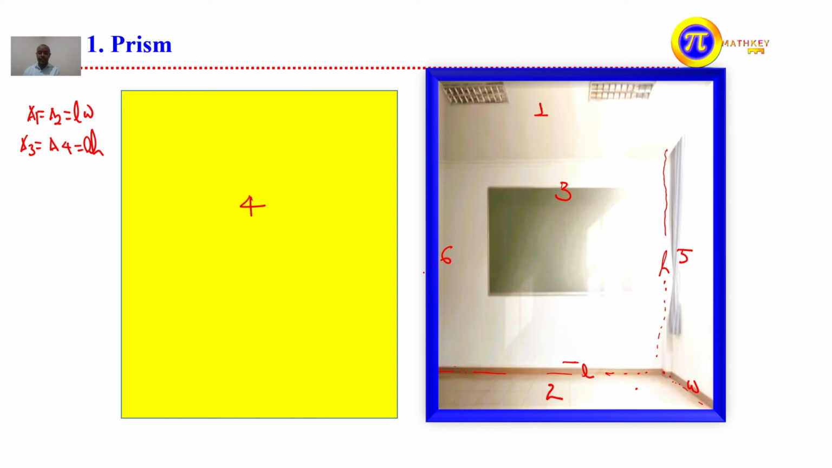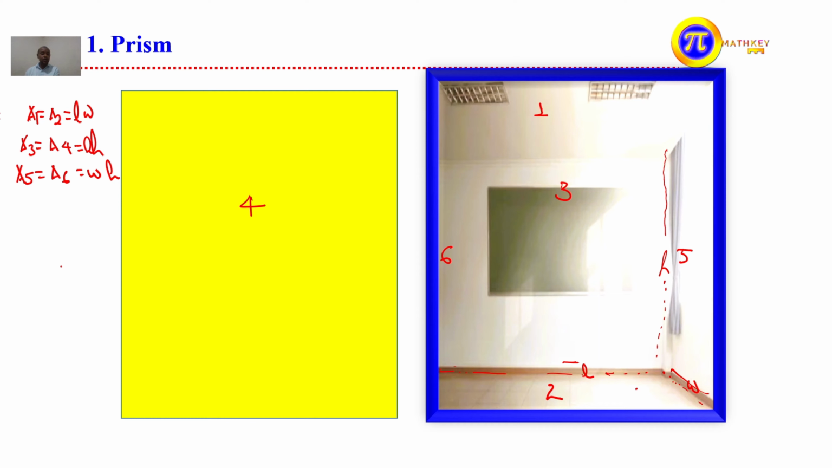Similarly, for areas 5 and 6, this is the width on this side. Here we have the width. On this side we have a height. So this means face 5 and 6: A5 is equal to A6, which is equal to width times the height H.